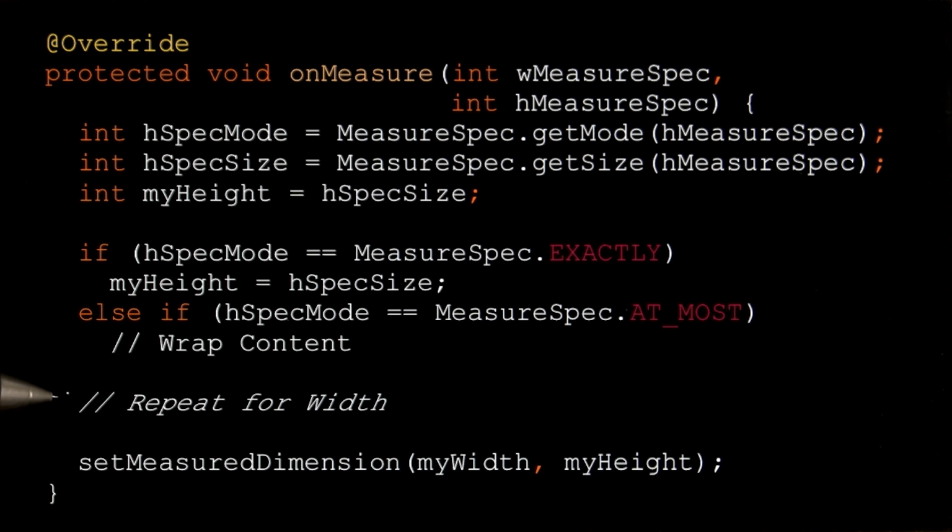And once you've done that and determined the size of your control, you have to call the setMeasuredDimension method. Here you pass in your width and height values. If you don't call the setMeasuredDimension method, your app will crash as soon as your view is laid out.